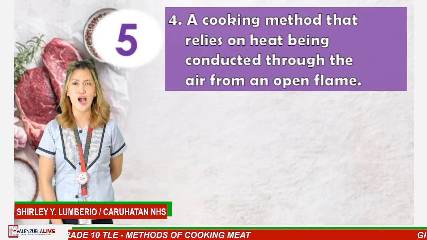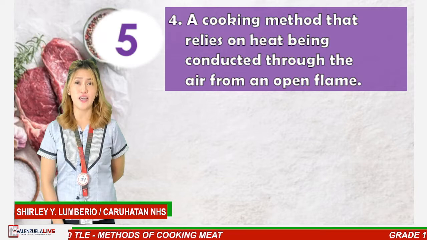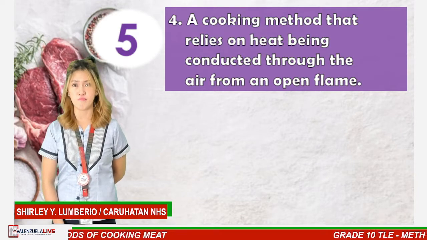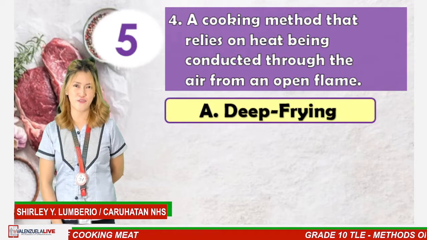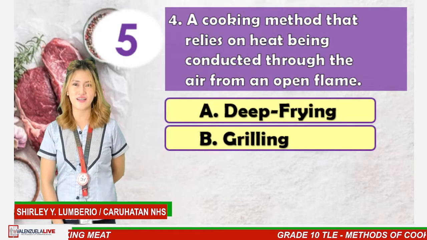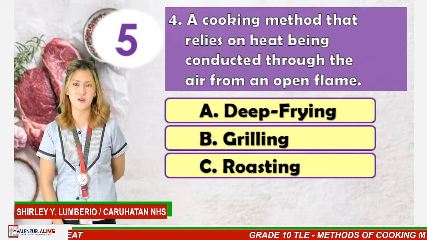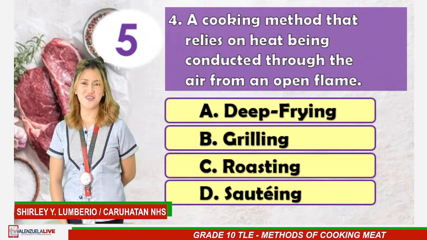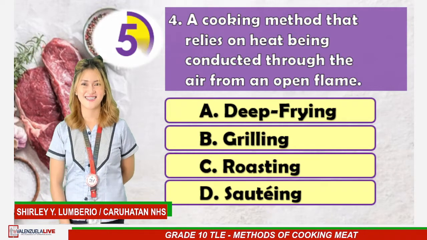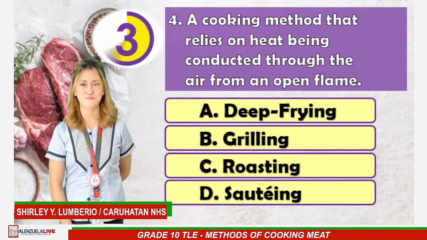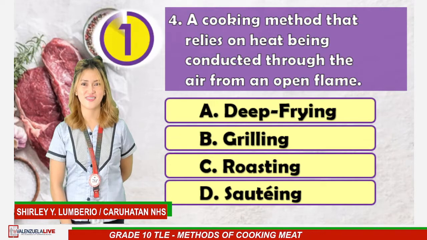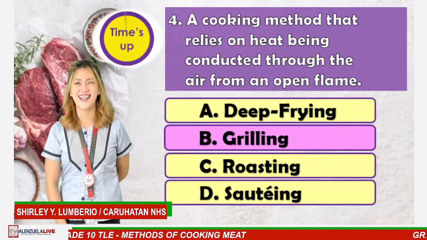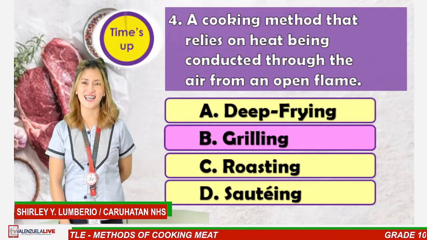Number 4. A cooking method that relies on heat being conducted through the air from an open flame. Is it A, deep frying, B, grilling, C, roasting, or D, sautéing? Key in your answer for 5 seconds. And the correct answer is letter B, grilling.